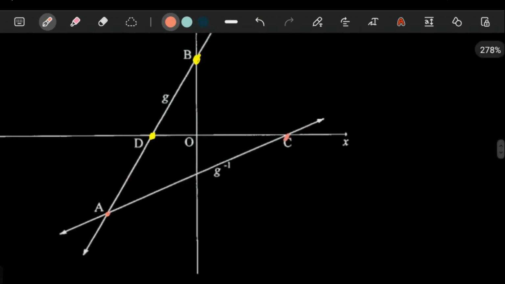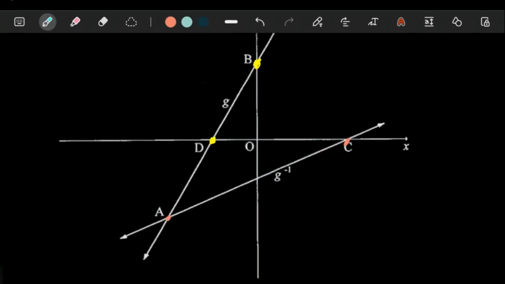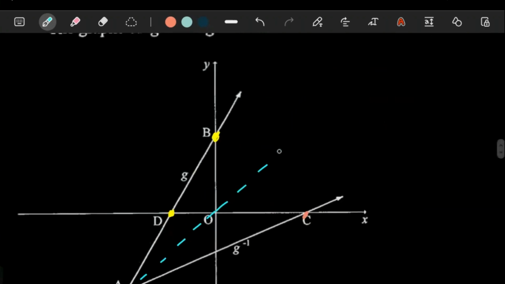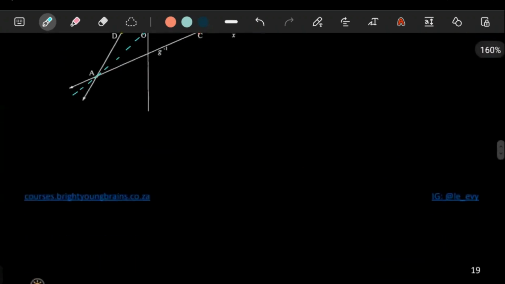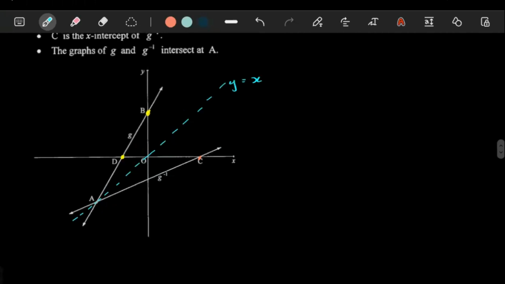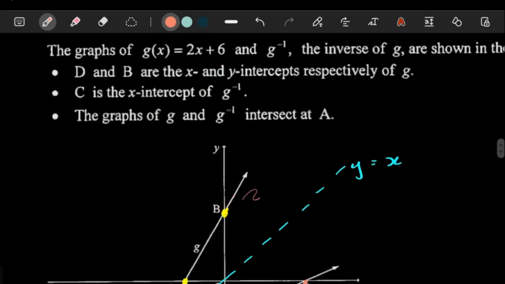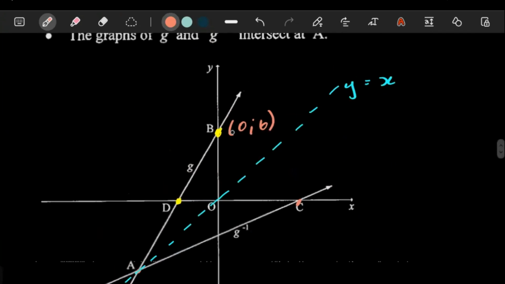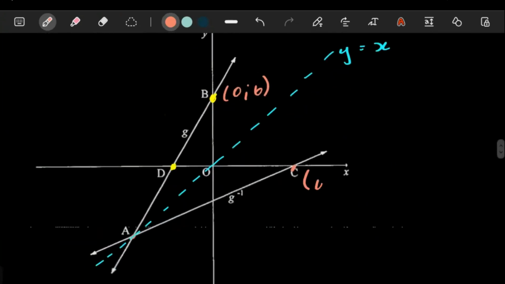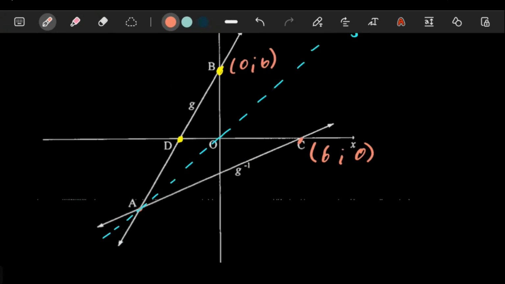Since they meet at A, it means that A has the same x value and the same y value, because this is the line of inverse. Remember, the equation of the line of inverse will always be y is equal to x. They gave us the equation of the graph of g. This is the y-intercept, so the coordinate here is (0, 6). Since this is the inverse, this coordinate is flipped around: (6, 0). But let's just carry on. Let's not do too much unnecessarily.